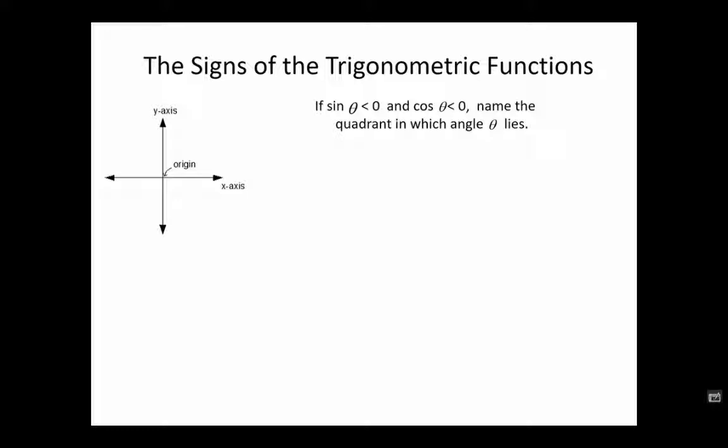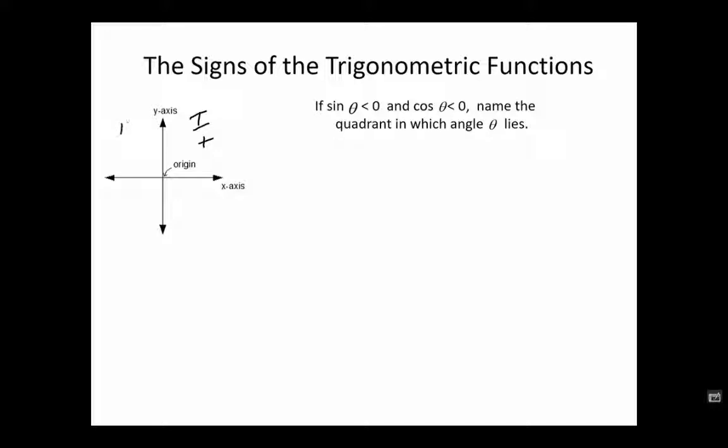All right, the signs of the trigonometric functions. Let's review the signs of all of the trigonometric functions in each of the quadrants. Well, in quadrant 1, all of the signs of the trigonometric functions will be positive. All will be positive.